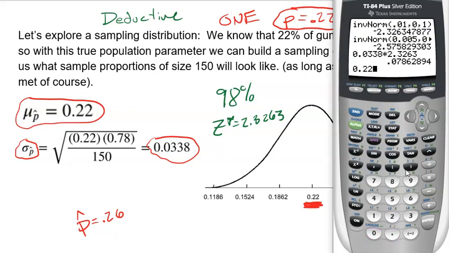So 0.22 is the middle. If I go up 2.3263 standard deviations, that's going up 0.0786. So the cutoff between a normal sample and a really, really high sample is about 30-ish%, right? Right around 30% or higher would be a really weird high sample. Or again, I could take the 0.22 and I could subtract, because of symmetry, the 0.0786, and this would be a really, really low sample. So anything below about 14% would be a really, really low sample.